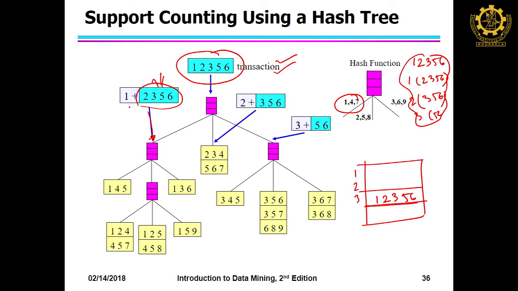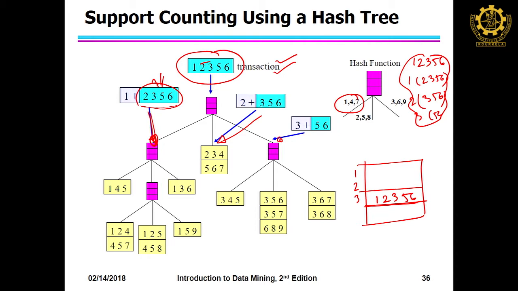So, that is any transaction starting with 1 and combination from 2, 3, 5, 6 will be obtained from this position. Another transaction, as I said, that you have to generate all the item sets. So, another set of item sets can be 2 and combination of 3, 5, 6. So, it should be obtained from here. Similarly, 3, 5, 6 is obtained from here.